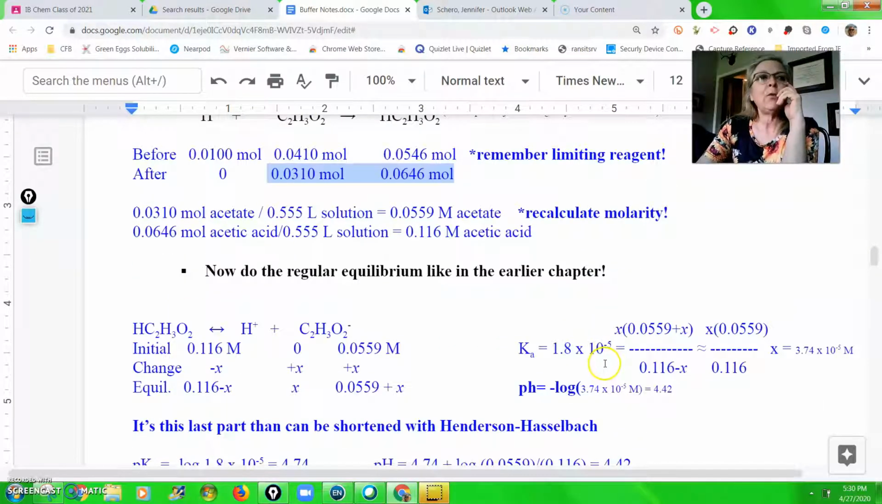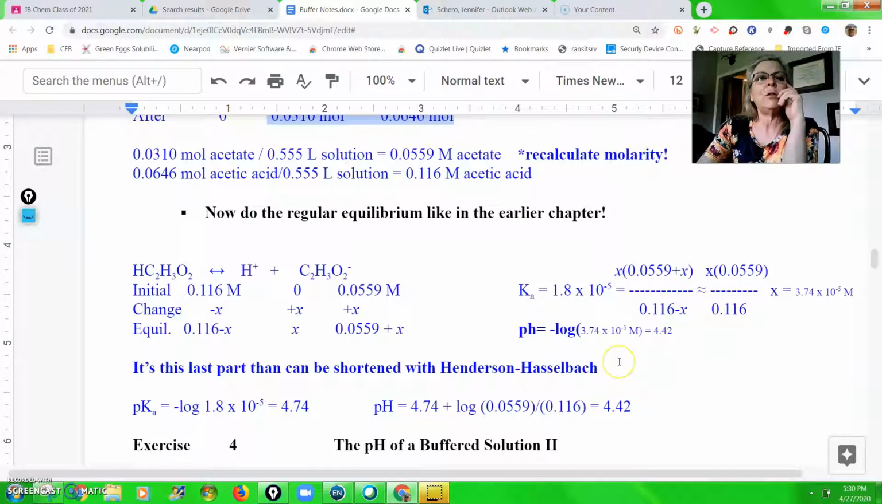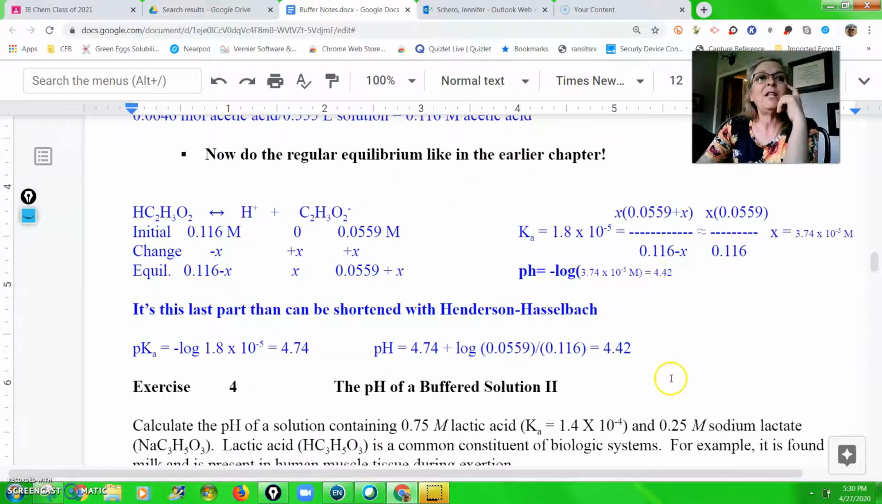Now we could go through and do the whole regular equilibrium like in the earlier chapter, getting a pH of 4.42, or we can just do this last part. Remember, stoichiometry first, then Henderson-Hasselbalch. You are going to have both concentrations to be able to do the work that is required. So that is what we have. Some other things: keep in mind that if you are doing the RICE table, you do have to remember to negate your X's. But if you do Henderson-Hasselbalch, you don't have to remember to negate your X's. Very exciting there.